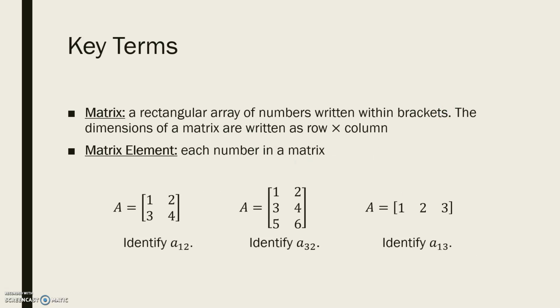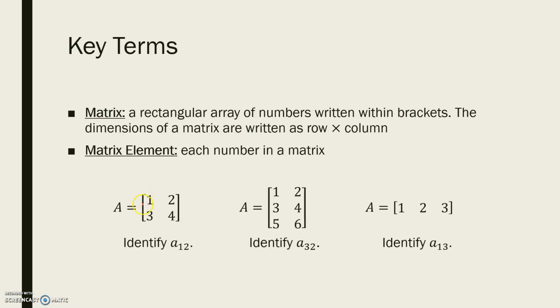This unit is all about matrices. A matrix, it's not the movie with Keanu Reeves, or at least not in this case. A matrix, as we're going to think of it, is a rectangular array of numbers written within brackets. And when we write the dimensions of a matrix, we write them as row by column, or row times column.